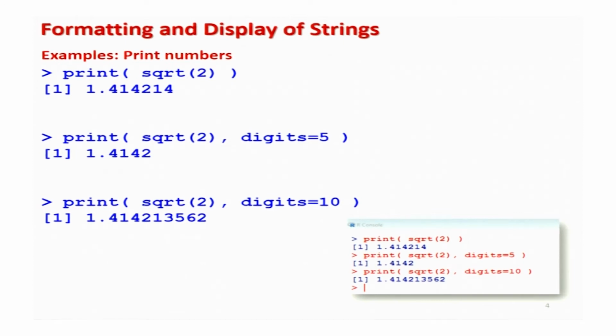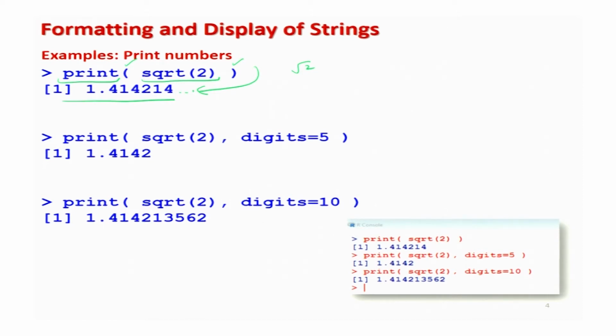Now let me take some examples through which I show you how the print command works. Suppose I want to print the value of the square root of 2. I use the command print, and within the parenthesis I write sqrt and inside parenthesis 2. You can see this outcome will be shown on the computer screen like this, 1.414214, and you know that this number can go further also, but suppose you also wish to control the number of digits in this output.